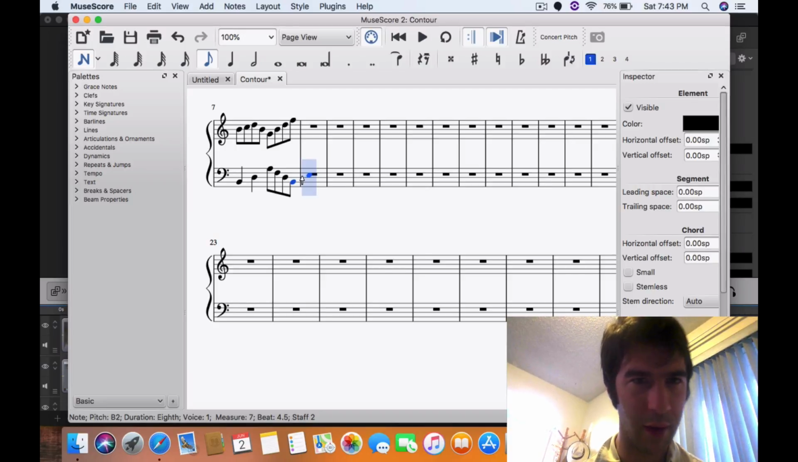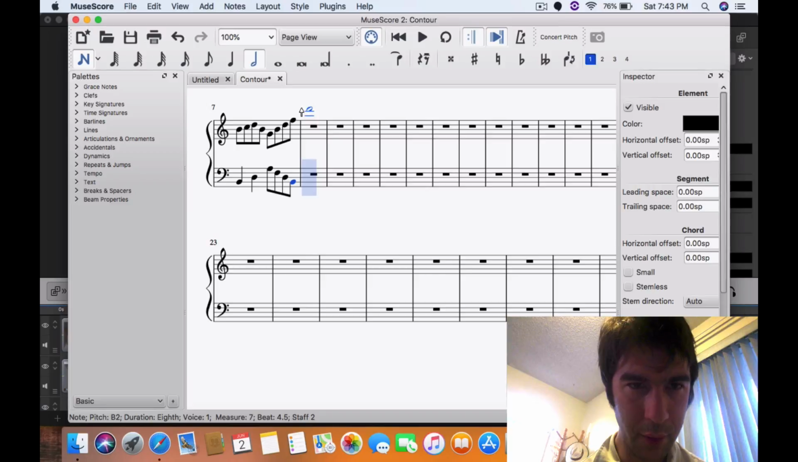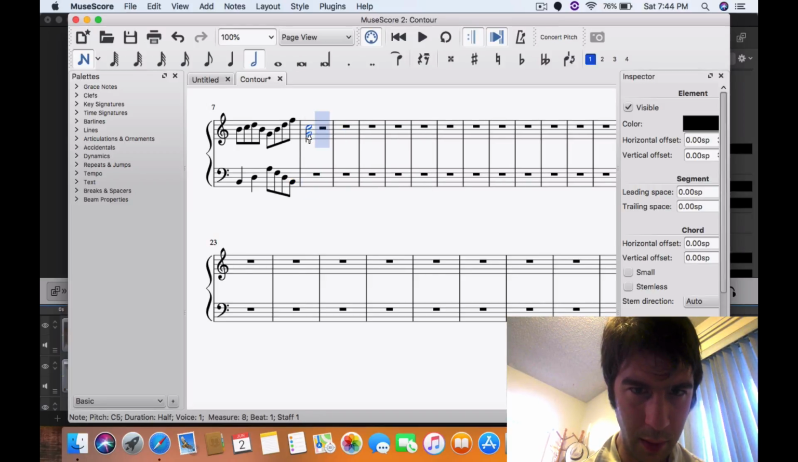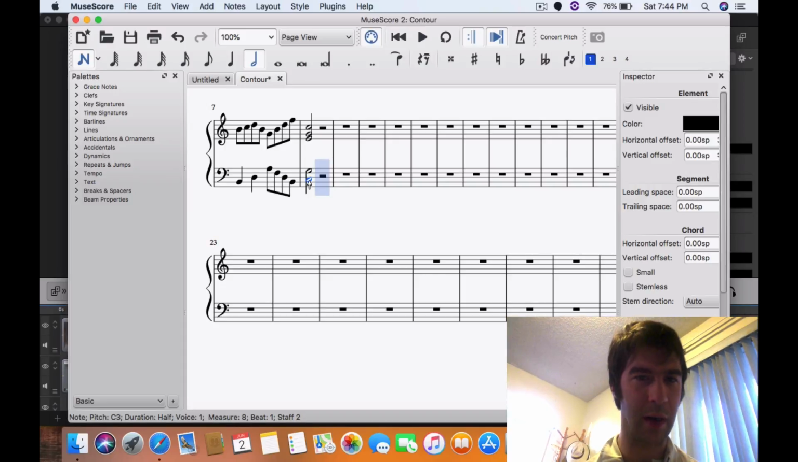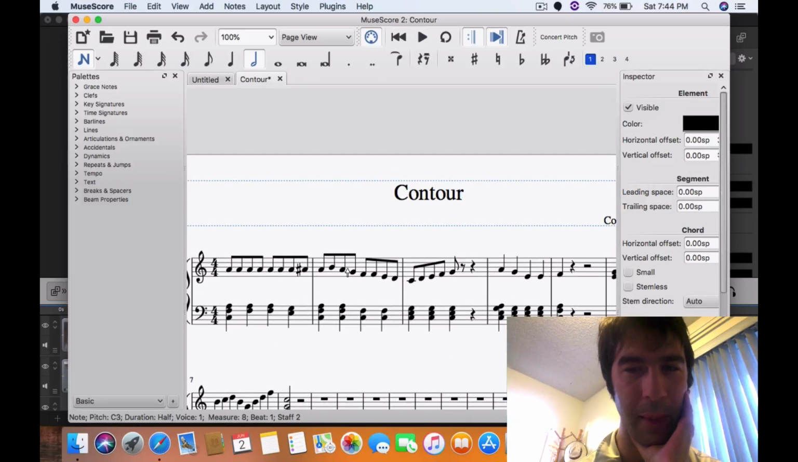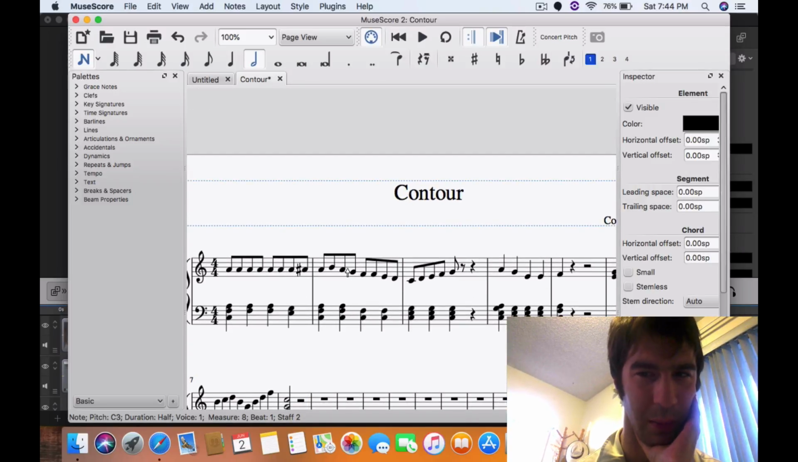So you can have that, and you can have an ending pitch or an ending chord. And that's your ending chord right there. So it could be something fairly simple. It doesn't have to be too hard.